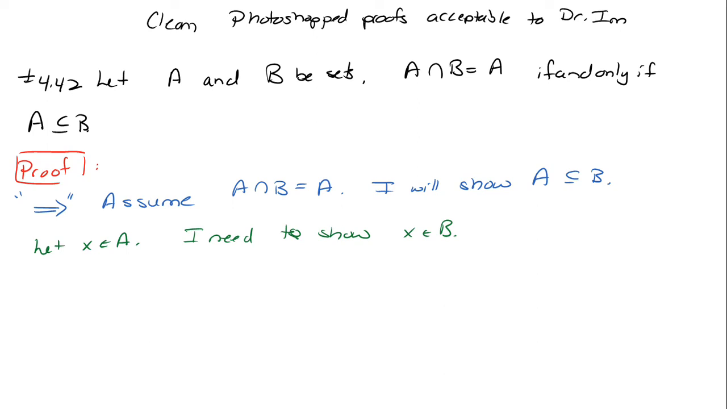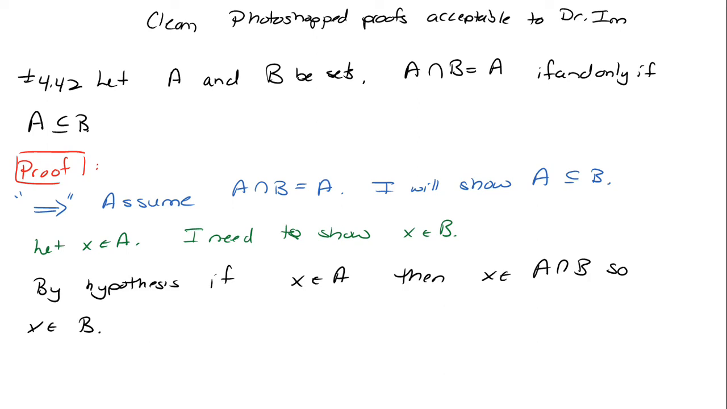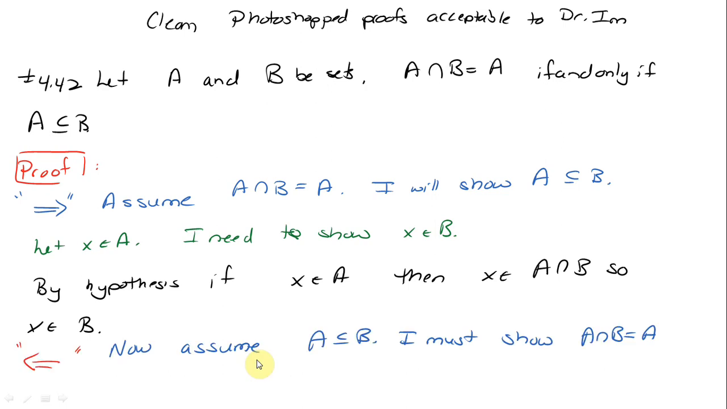So let X be in A. I need to show X is in B. I'm not writing down all the directions that I've written down for my scratch work. By hypothesis, if X is in A, then X is in A intersect B. So X is also in B. So I indicate to the reader that I'm using my know right here. And I don't do more. It's clear that I ended up where I'm supposed to end up.